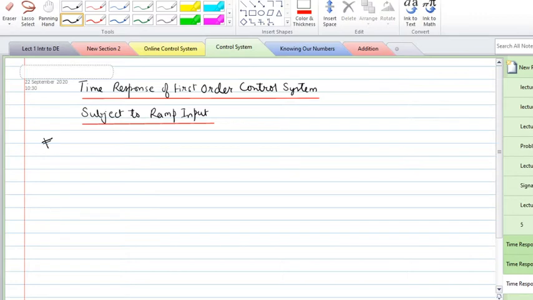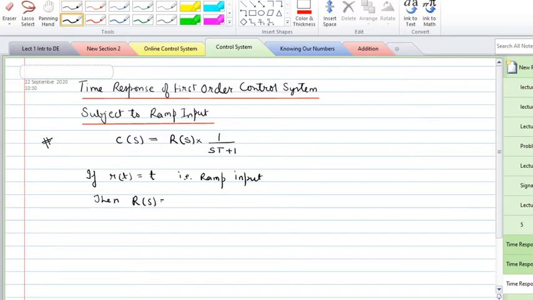Now again start with the system response of a first order control system, that is output response C(s) will be equal to R(s) multiply 1 by Ts plus 1. Now, if r(t) is equal to t, that is nothing but ramp input, then your R(s) will be equal to 1 by s square. Okay.